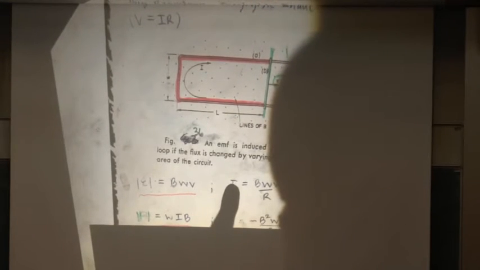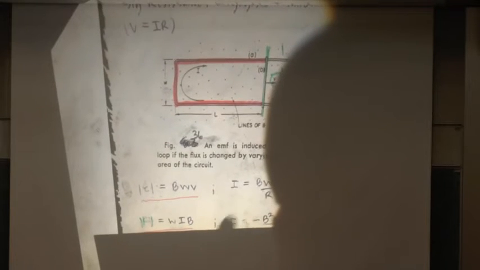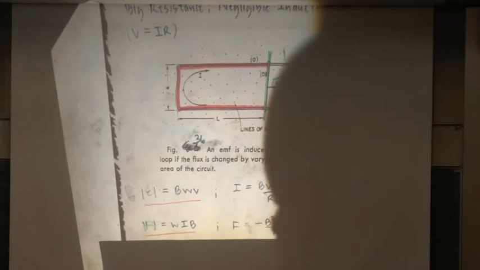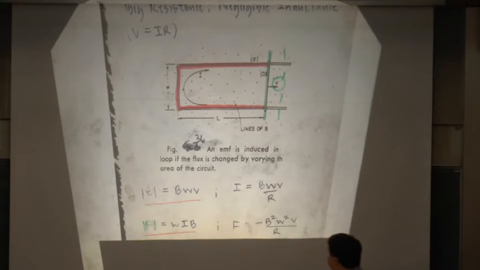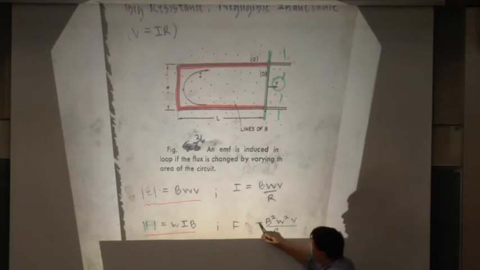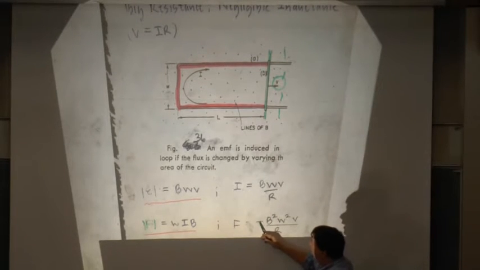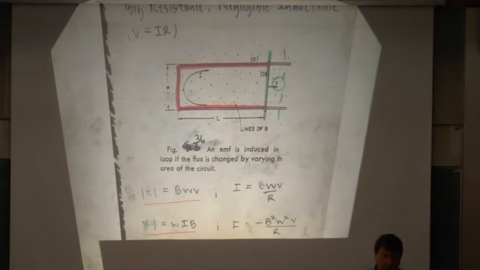Of course, this gives a retarding force. I know the current, I know BIL, which in this case is WIB, and so of course I get the force. Now, you'll notice I've put a minus sign in here, and that is because of conservation of energy.